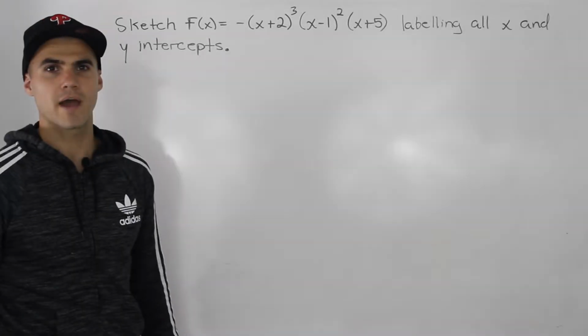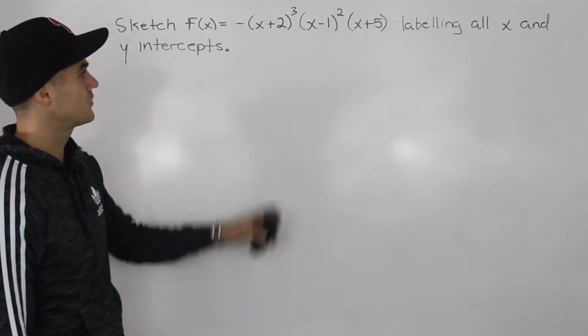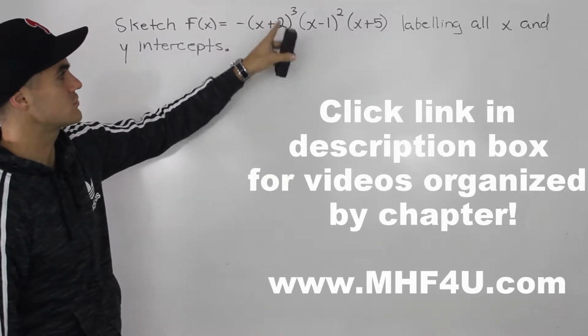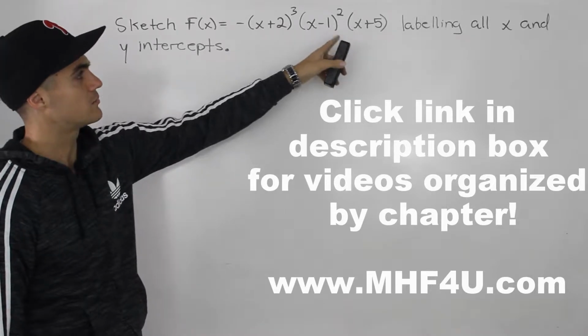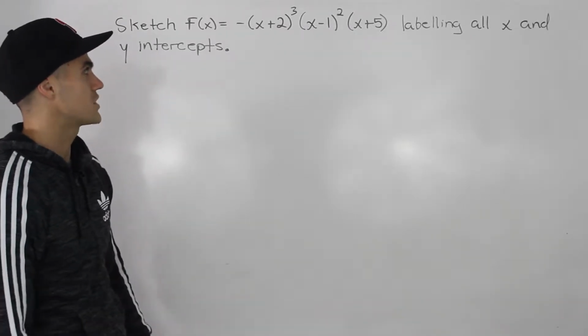Welcome back everybody, Patrick here, and moving on with another polynomial function question. We have to sketch this polynomial, negative bracket x plus 2 cubed, bracket x minus 1 squared, bracket x plus 5. We have to label all the x and y intercepts.